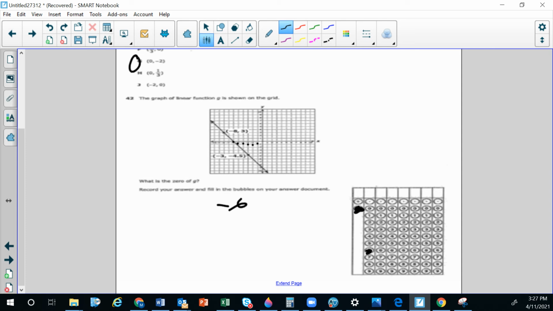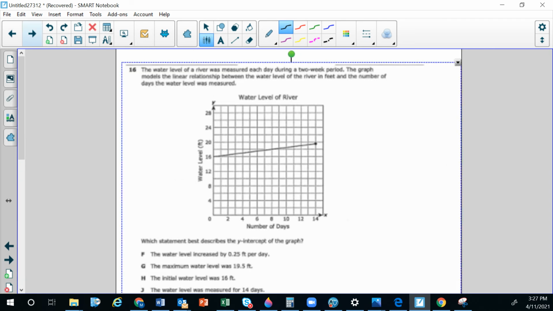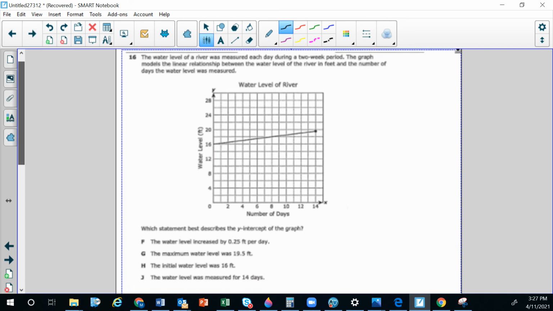And let's see what the next one is going to be. Here you're given a graph and you're asked to find which statement best describes the y-intercept of the graph. If the water level increases, no, they're not asking about increase. They want to know the y-intercept. That's not F. The maximum water level was 19.5 feet? No, the y-intercept is at 16, so that's not it. The initial water level was 16 feet, right? So that is the y-intercept.